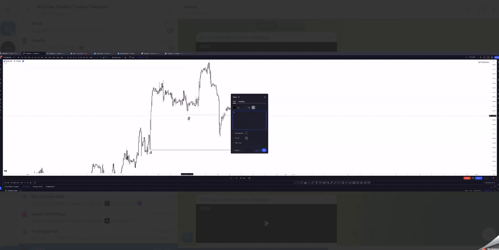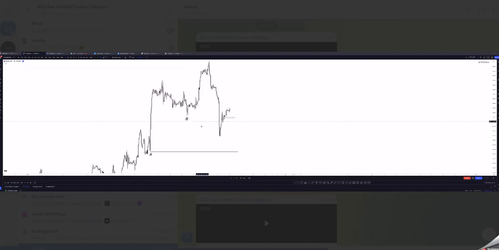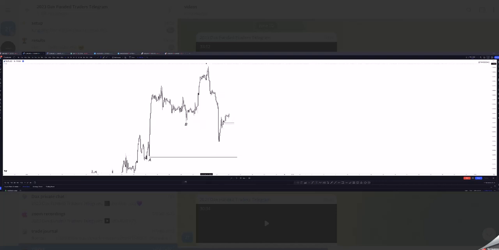This low right here is the B. And this high is the C. Correct? So this is A, B, C. Now before price actually comes down here, this is where it gets really interesting. The basic market structure will tell us to do what?